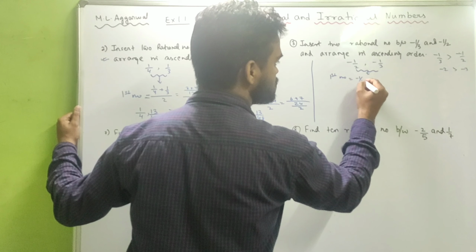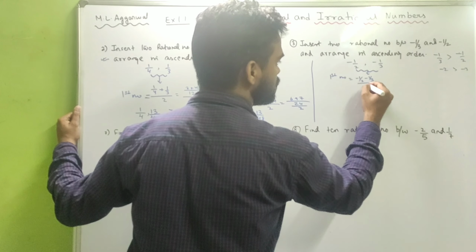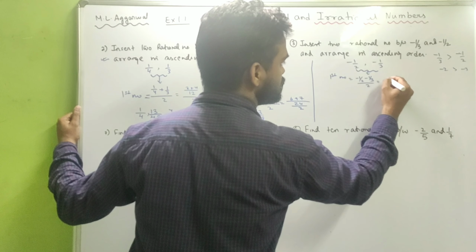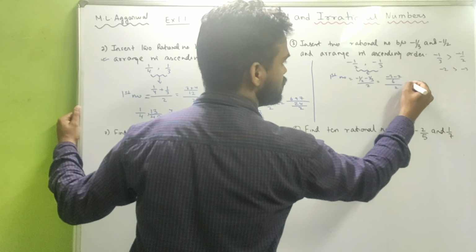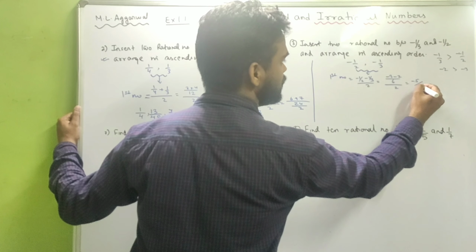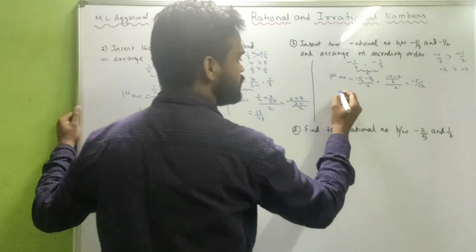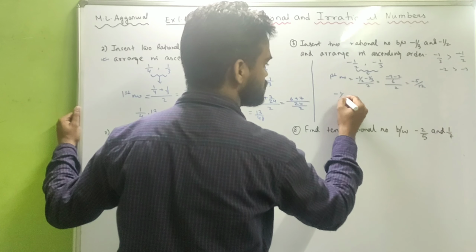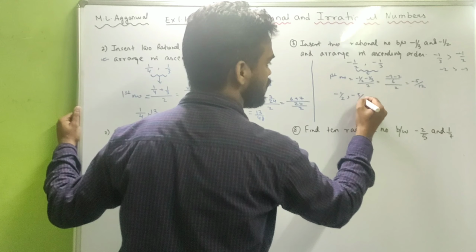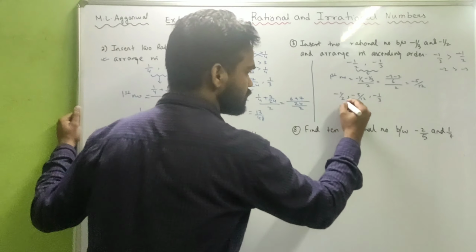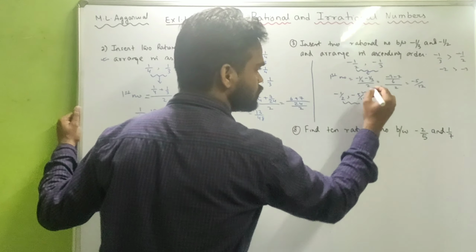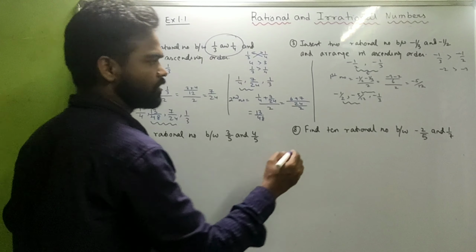I'll just find the average. See, minus half minus 1 by 3, divided by 2. You take LCM, that's (minus 3 minus 2)/6, divided by 2, which means minus 5 by 12, which means between these two I can write minus half, minus 5 by 12, minus 1 by 3. Then I'll insert a number over here. You can insert over here also, your wish. Answers can be different, okay?